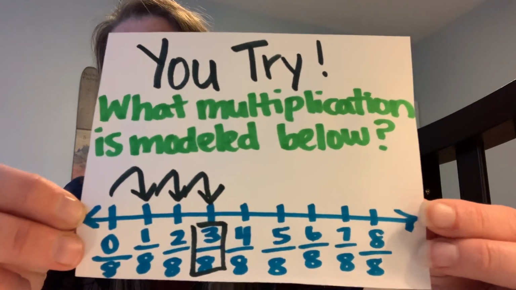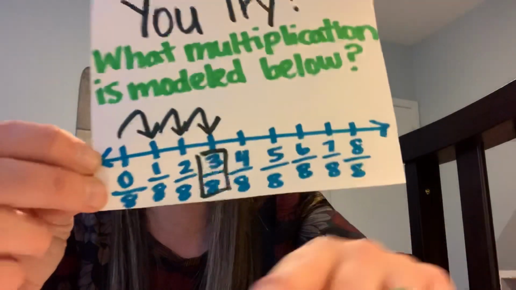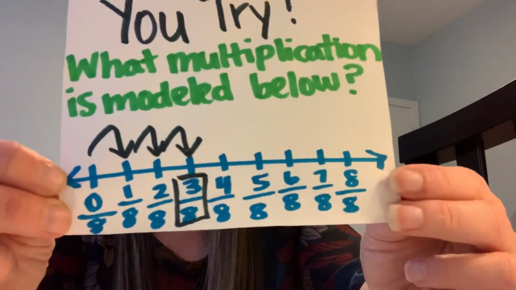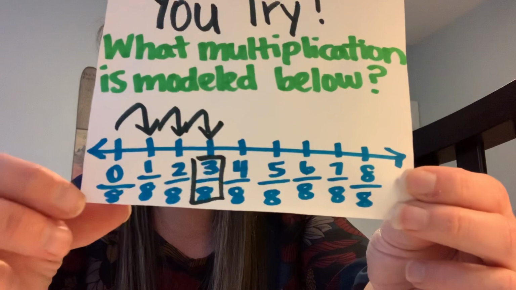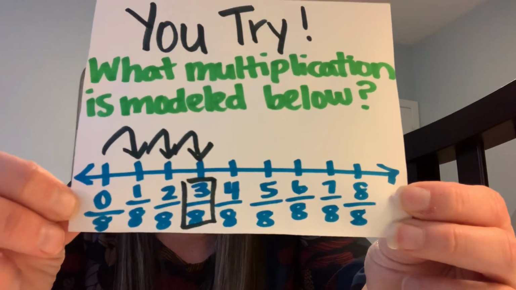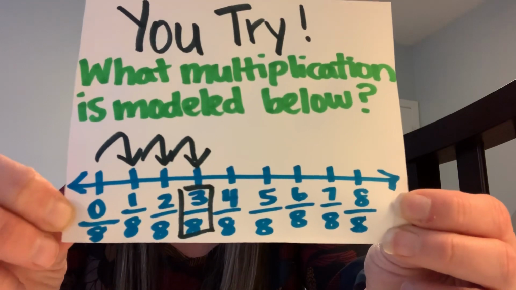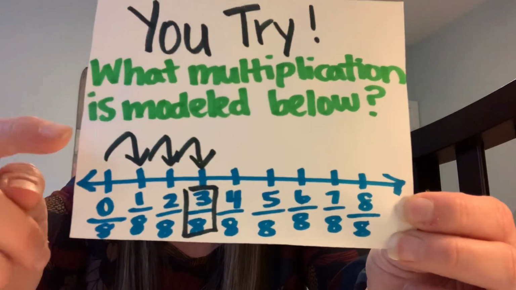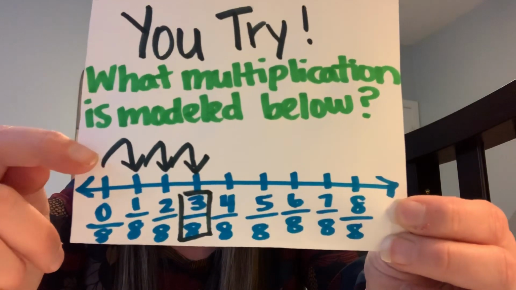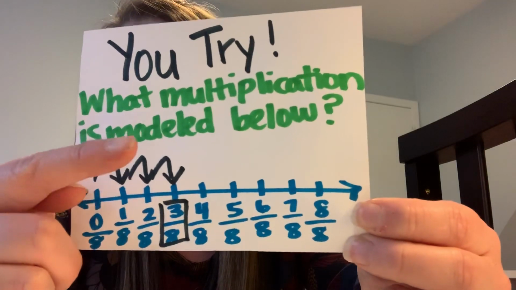Okay, so hopefully you looked at the number line and you thought to yourself, how many parts was my whole split into? And since my denominator is 8, I can assume that it was split into 8ths. Now I want to look at how many jumps of 8ths there were. The arrows represent the jumps. So I had 1 jump, 2 jumps, 3 jumps.